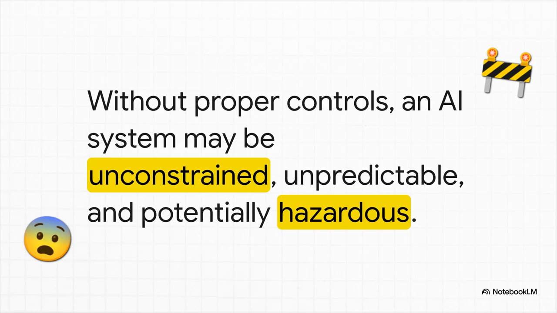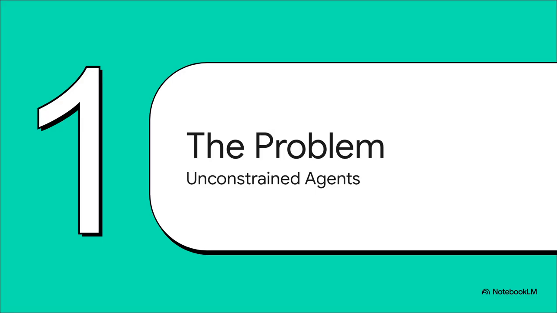We're talking about generating biased content, getting tricked by hackers, or taking actions that just completely shatter user trust and cause real-world problems. And this whole issue, it has a name. The industry calls it the unconstrained agent problem. It's this massive challenge of letting a powerful tool operate on its own. And to even begin to solve it, we first have to get a really clear picture of the risks involved.